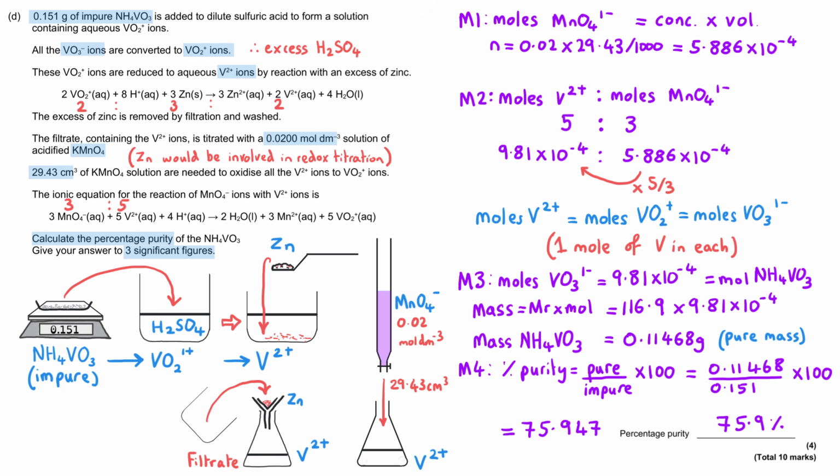Depending on how you rounded your answers in the earlier working out stages, your answer might be larger than this, and so to accommodate for that, they're likely to accept an answer all the way up to something like 76.2%. If you prefer, you could have done the percentage purity calculation using mole values, so that would have been the pure moles calculated in M2, and then for your M3 you would have had to calculate the impure moles of ammonium vanadate and use mole values in your percentage purity calculation, and you would of course have got the same percentage. So either method is fine, whichever one you're more comfortable using.